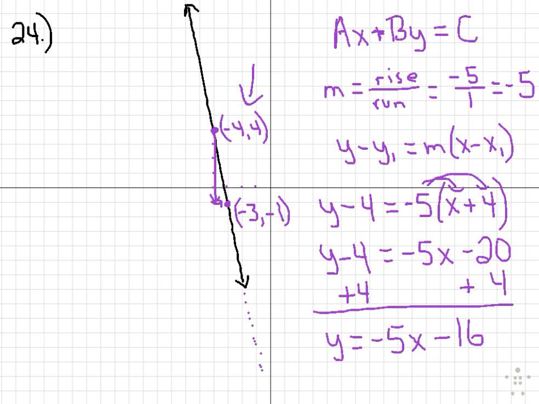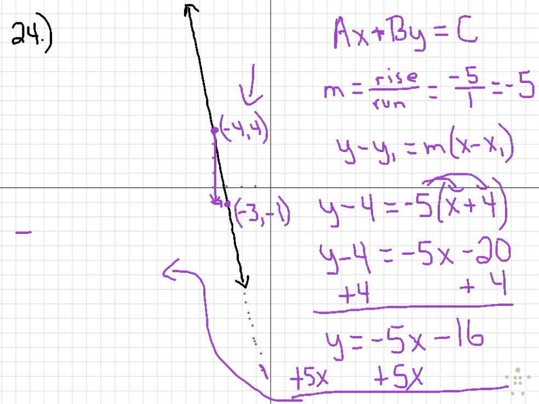So this is my slope-intercept form of the line. You can see that the b is negative 16, so down here somewhere it crosses at negative 16. But the question wanted it in standard form. So to get to standard form, I need to get the x to the left side with my y. I'm just moving this up to here.